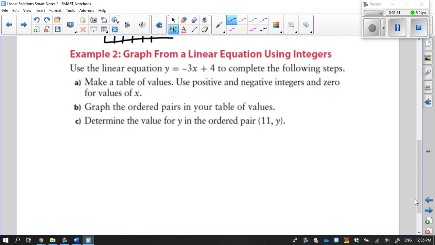Okay, next one. Graph from a linear equation using integers, so positive and negative values. So let's look at this. We have our equation, so if we have an x value and a y value, let's choose -1, 0, and 1. These are like our key ones that we usually deal with. So 7, 4, 1. I don't have a negative yet for y, so I'm going to do one more, and that'll give me -2. Okay, and then graph it.